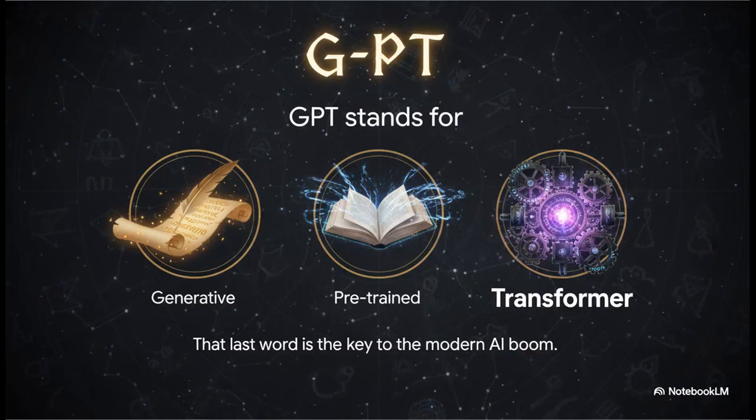Okay, so to really get our heads around this, a good place to start is with a name everyone knows, GPT. It stands for Generative Pre-trained Transformer. Now, generative, that's pretty straightforward, right? It generates stuff. Pre-trained just means it's already learned from a boatload of data. But that T, transformer, that is the secret sauce. That's the part we really need to understand.